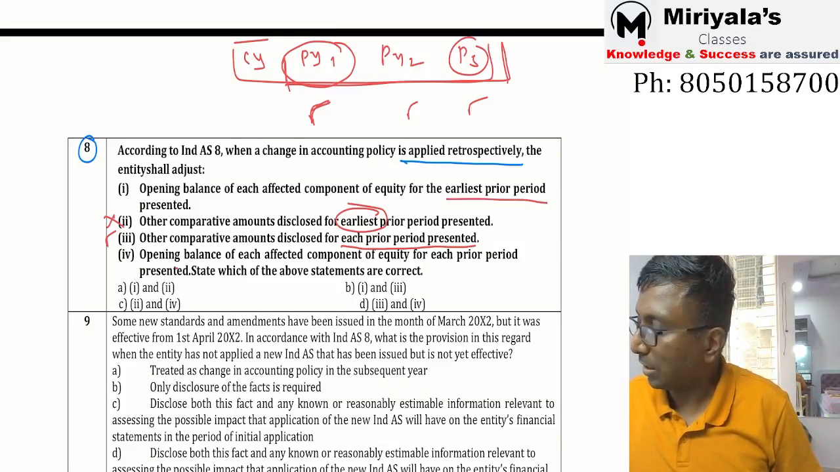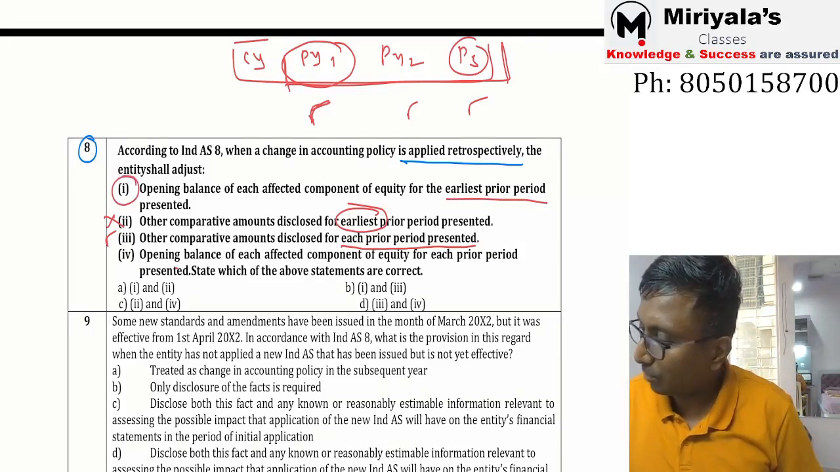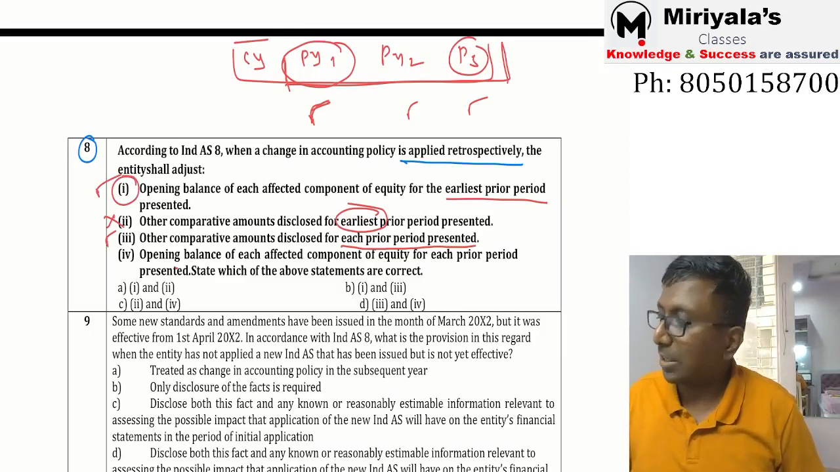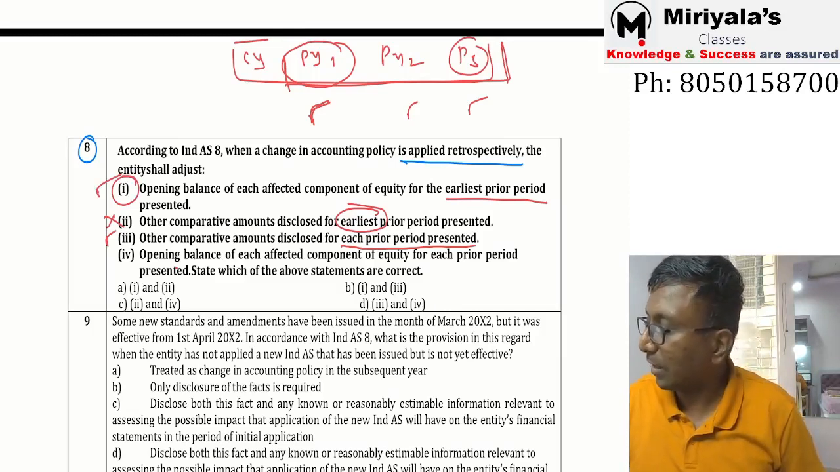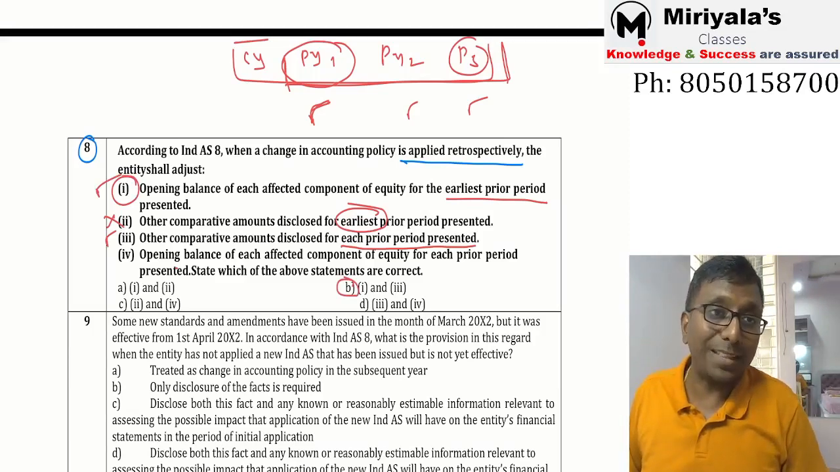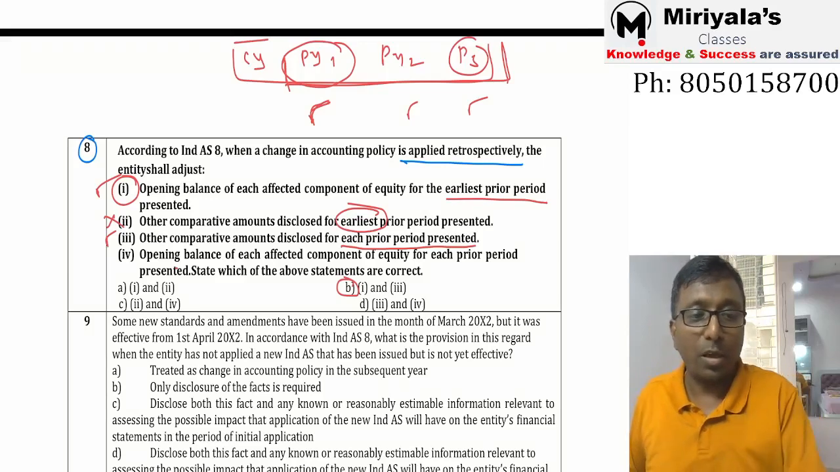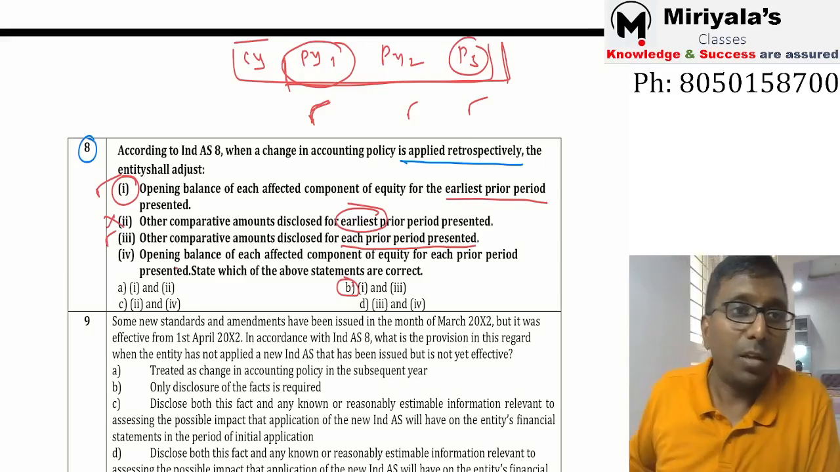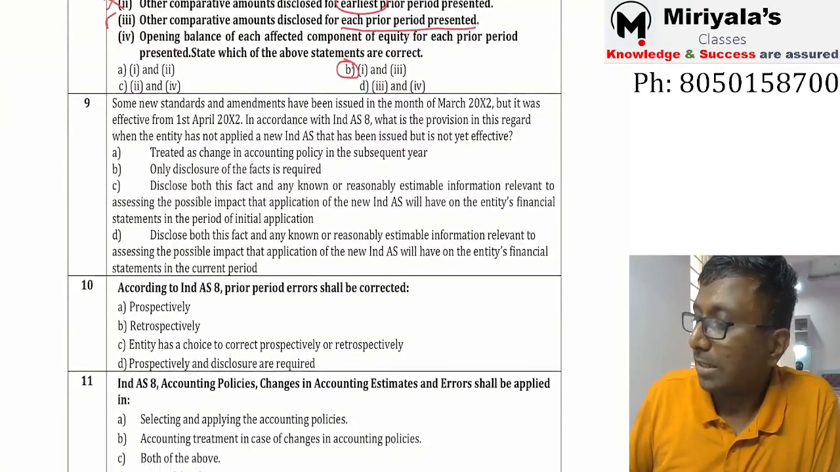So I mean to say, with respect to equity, the earliest prior period is sufficient. But with respect to this, it is fine. So my answer is going to be B, that is 1 and 3. Okay, 1 and 3. Let's go to the next question.